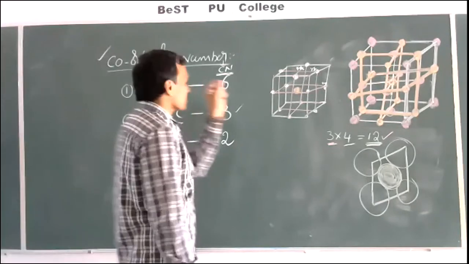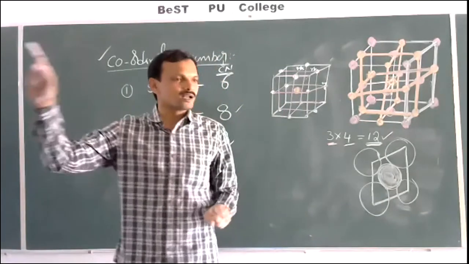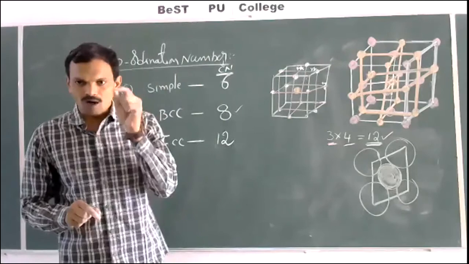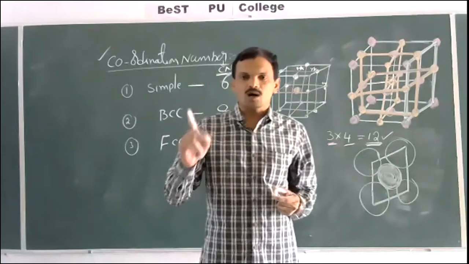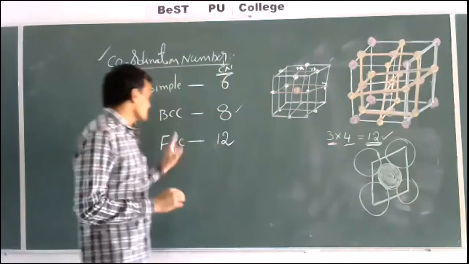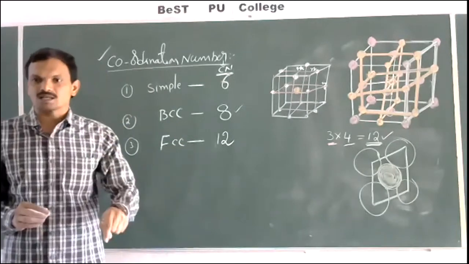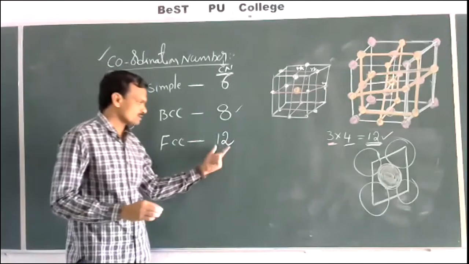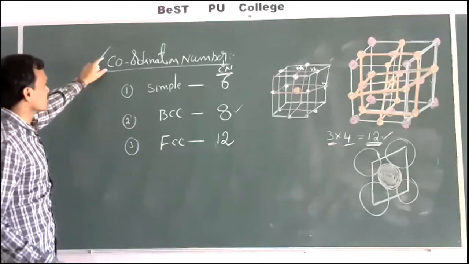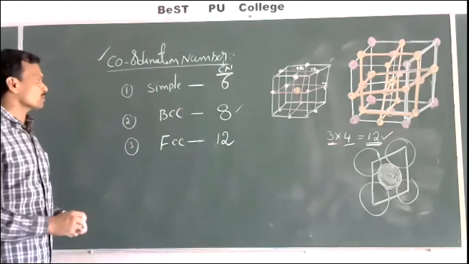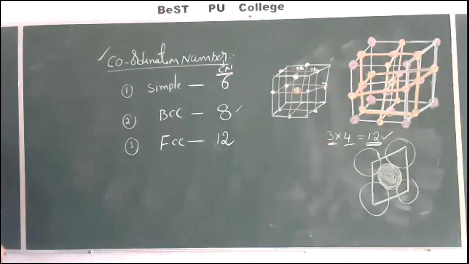So once again: simple cubic lattice, 8 lattice points, 1 particle in unit cell, coordination number 6. Body centered cubic lattice, 9 lattice points, 2 particles present in unit cell, coordination number 8. FCC lattice, 14 lattice points are there, 4 particles are present in unit cell, coordination number of particle is 12. So this is regarding calculation of coordination number of constituent particles in a cubic system: simple cubic lattice, BCC or FCC lattice. Right. Now we'll go for the next one.